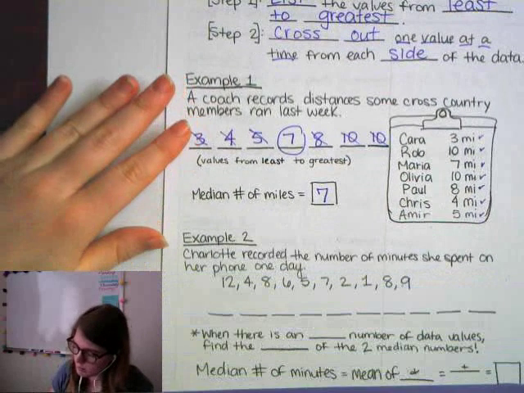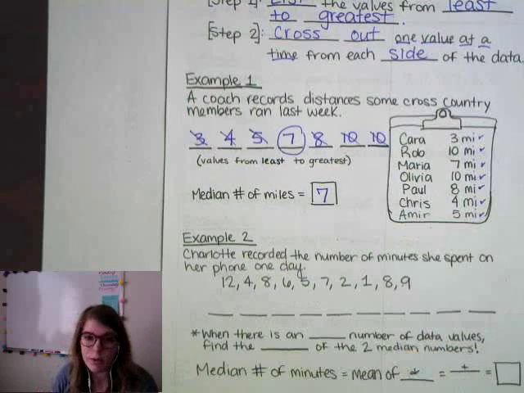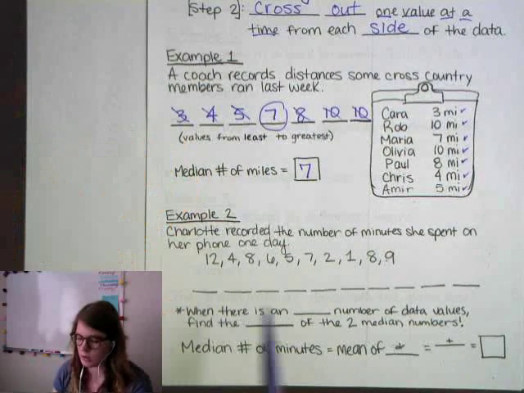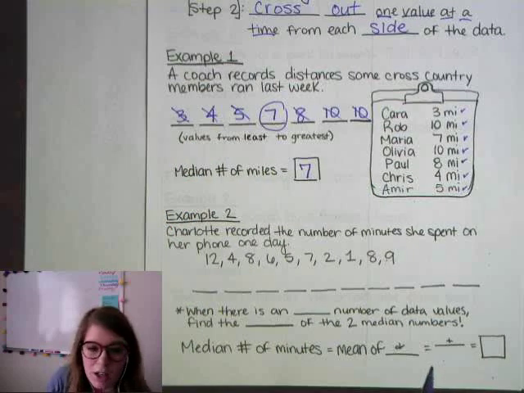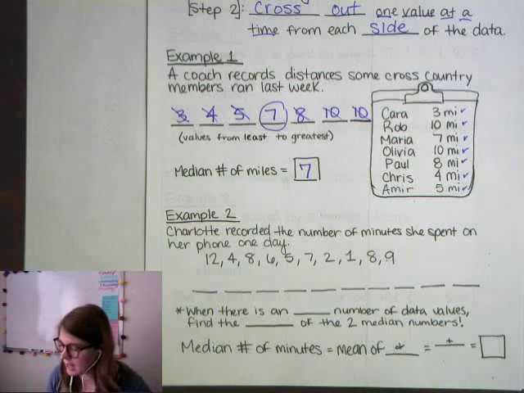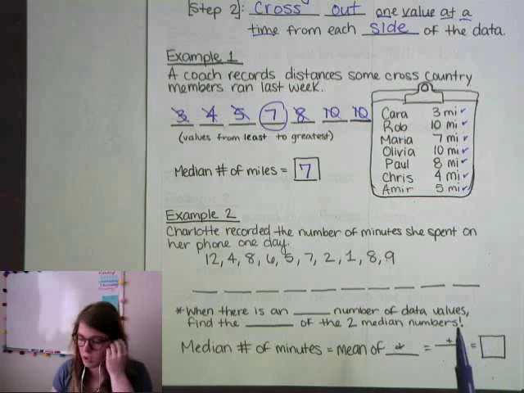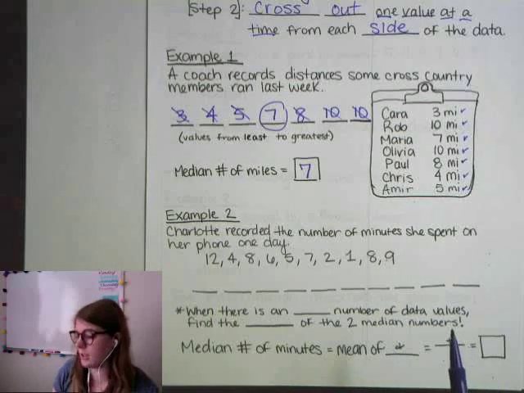Let's do another example. Charlotte recorded the number of minutes she spent on her phone one day. So here's what we've got down here. She's got a lot more self-control than I do. So this is a longer list, so putting them in order from least to greatest is going to take a little bit more time, be a little bit more tedious. Remember that word. But we can do it.